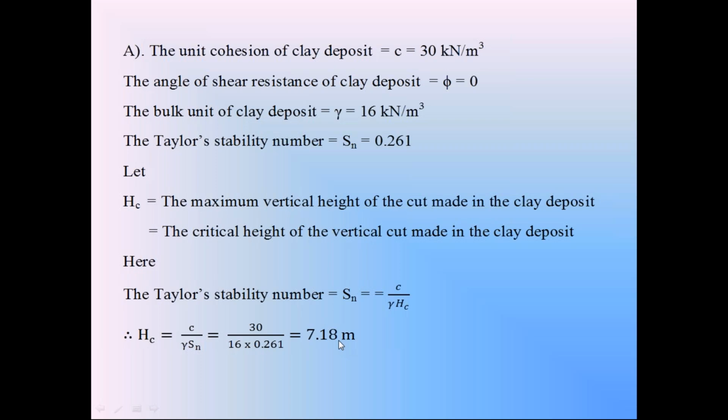So as a civil engineer, we recommend the height as only 7 meters, not even 7.18. If the height of that vertical cut is 7 meters, then that side of the canal is stable. If the vertical cut height is more than 7.18 meters, like 7.5 meters, definitely that vertical cut is subjected to failure. So this is the solution of this problem.